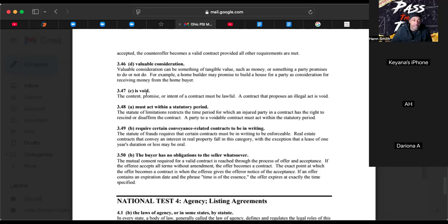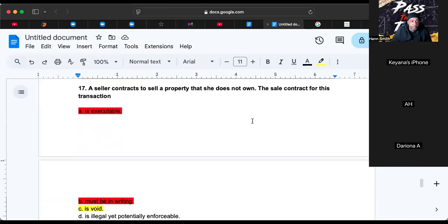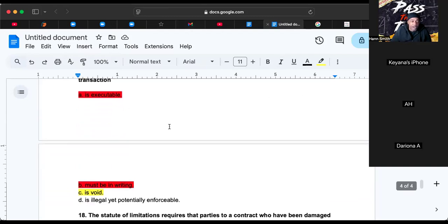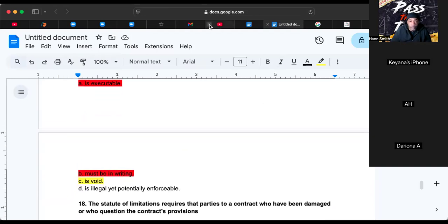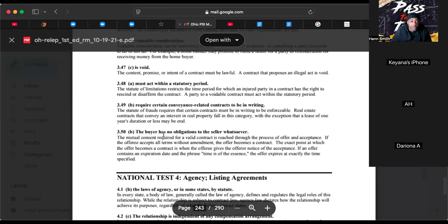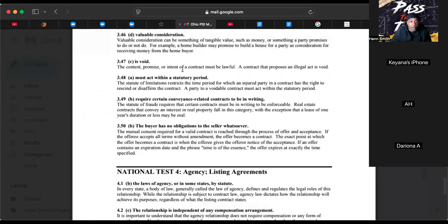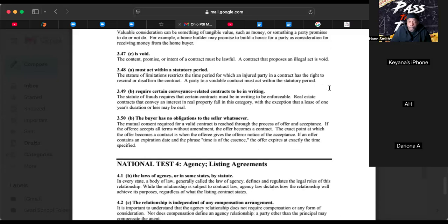All right, 17 we said is void. A seller contracts to sell a property that she does not own. The sales contract for this transaction, we said, is void. And the answer to that one is void. The content, promise, or intent of a contract must be lawful. A contract that possesses an illegal act is void.